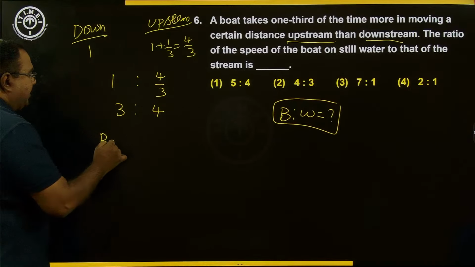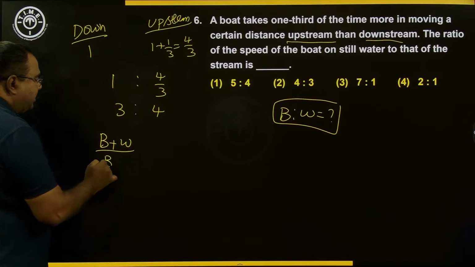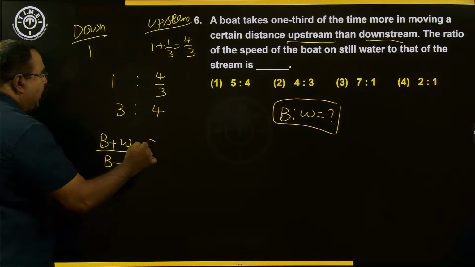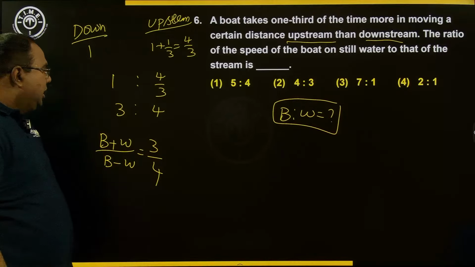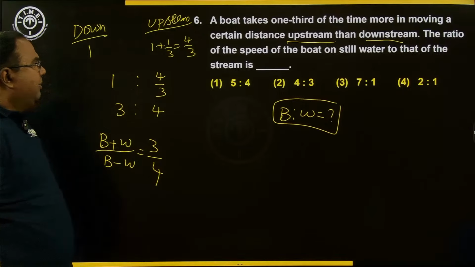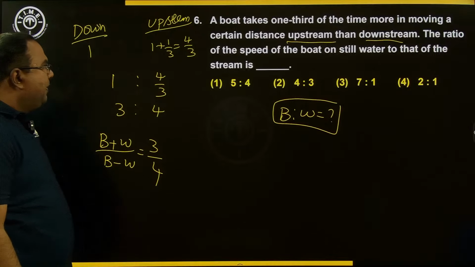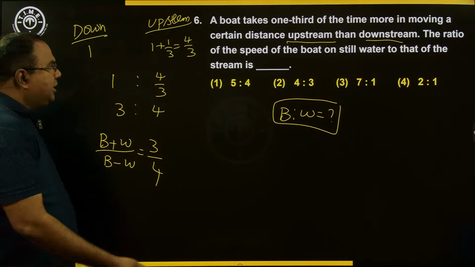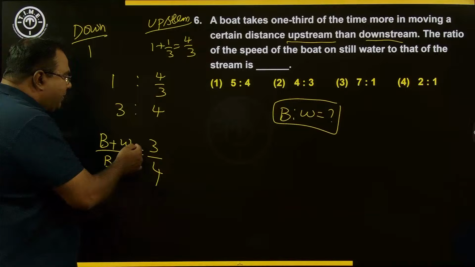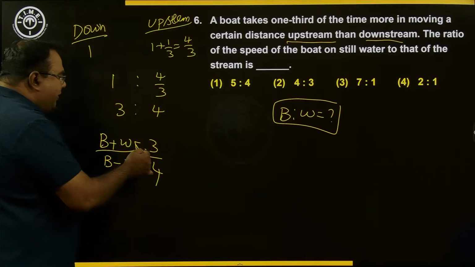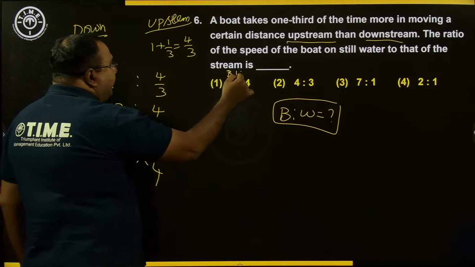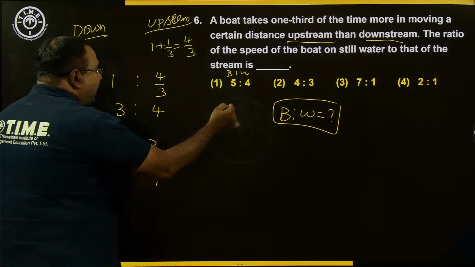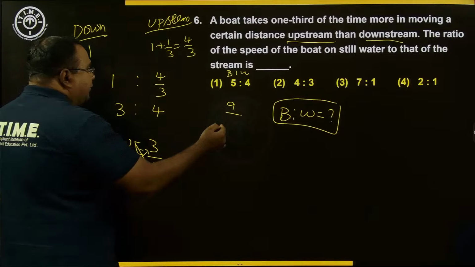Downstream is B plus W, upstream is B minus W. The ratio has to be 3 by 4. Right? Now, B plus W and B minus W, 3 is to 4. B plus W should be, now you can go through options. You cross multiply and simplify, you'll get the answer. I'm saying not required. Now, B is to W. This is B, this is W, right? So, 5 plus 4, 9. 5 minus 4, 1. 9 is to 1.